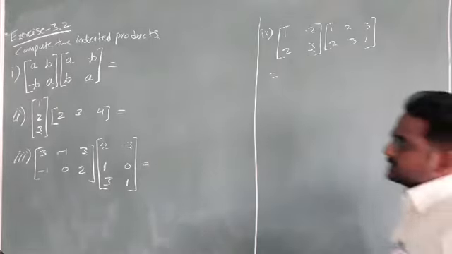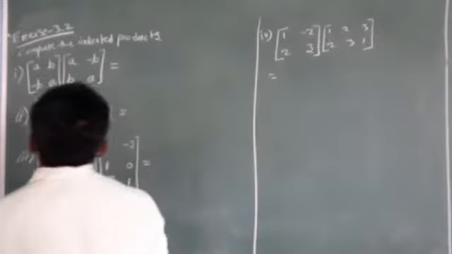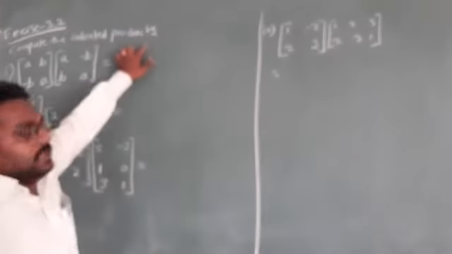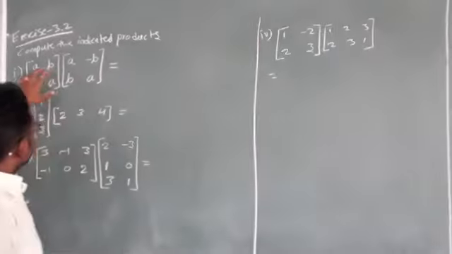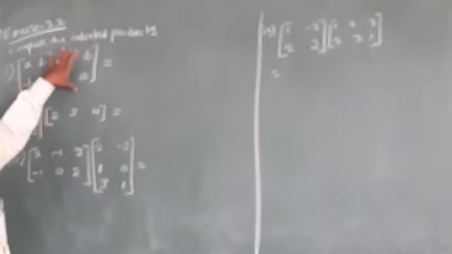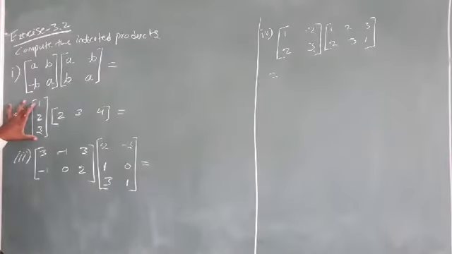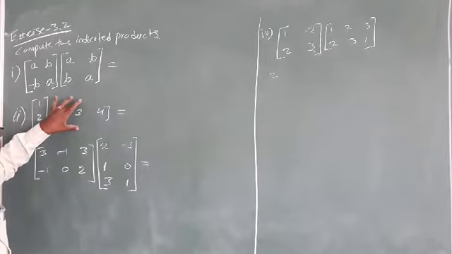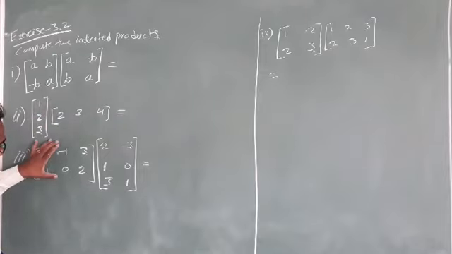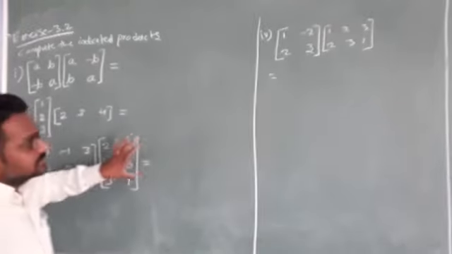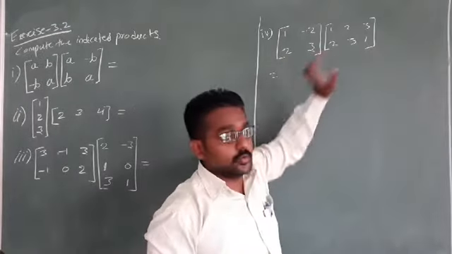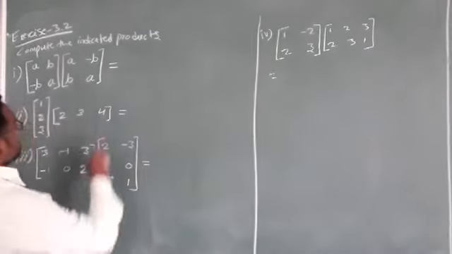Okay, next problem, students. Exercise 3.2 problems here. Compute the indicated products. They have given a 2 by 2 matrix into a 2 by 2 matrix. Here, a 3 by 1 matrix into a 1 by 3 matrix. Here, a 2 by 3 matrix into a 3 by 2 matrix. Here, a 2 by 2 into a 2 by 3 matrix. Okay, see here, students.